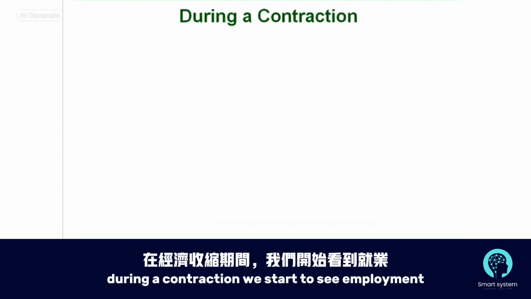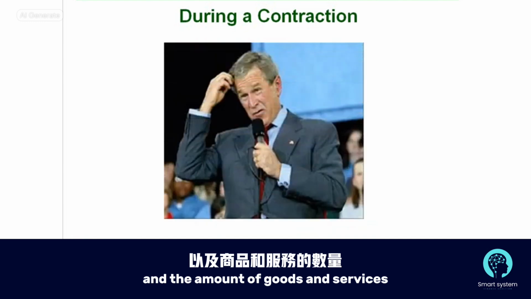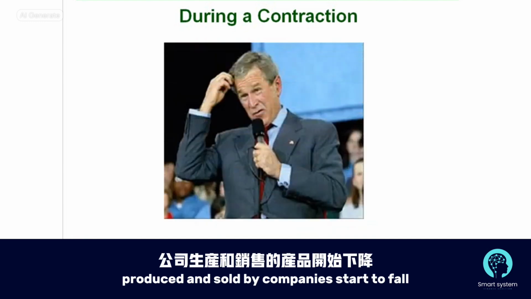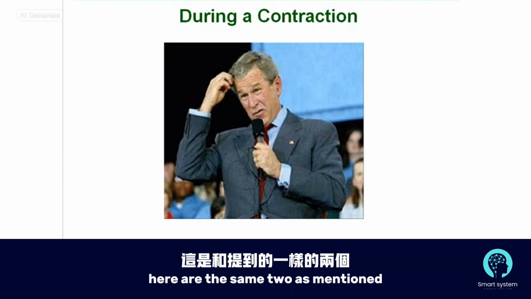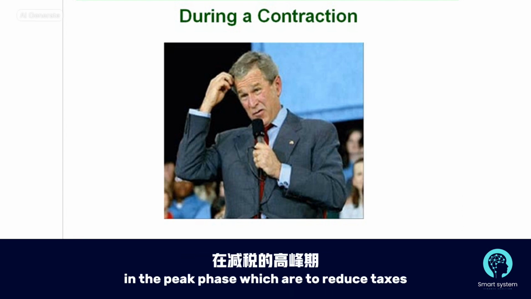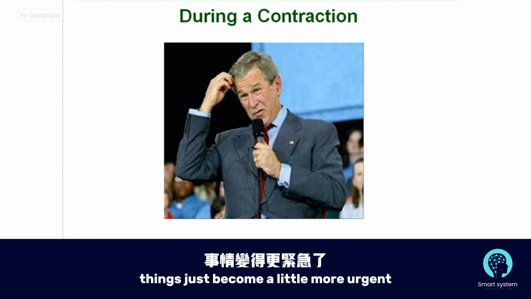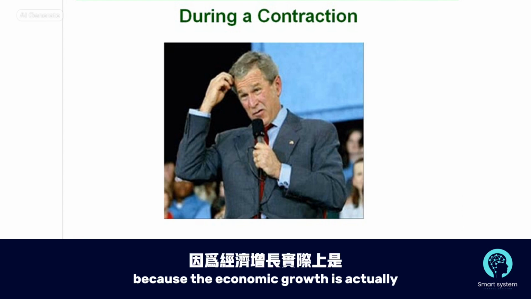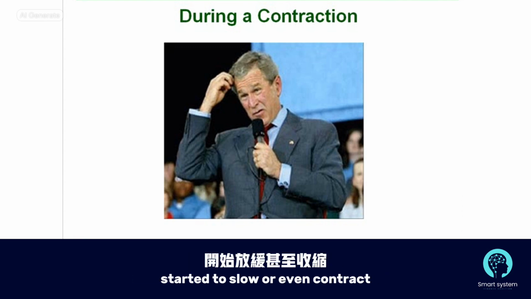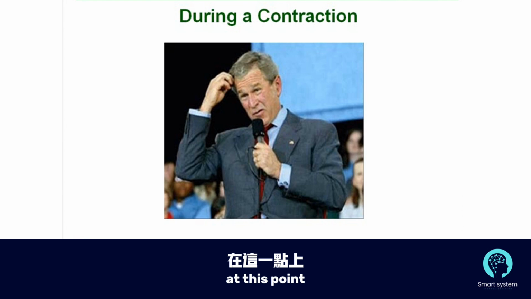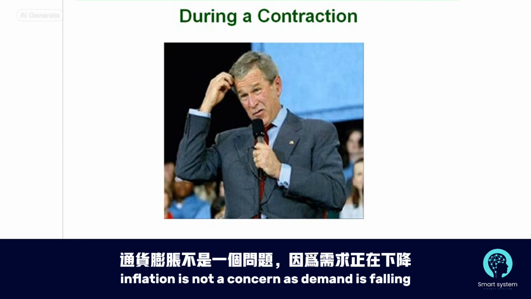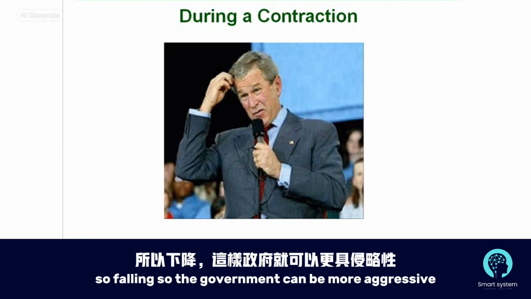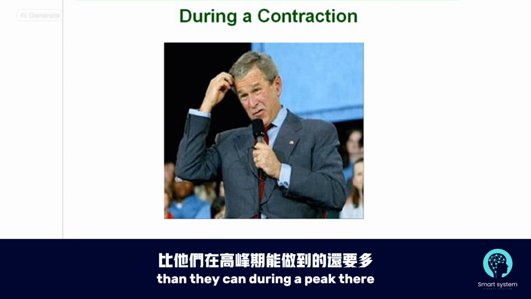During a contraction, we start to see employment and the amount of goods and services produced and sold by companies start to fall. The fiscal policy tools that the government has at their disposal here are the same two as mentioned in the peak phase, which are to reduce taxes or increase government spending. Things just become a little more urgent because the economic growth has actually started to slow or even contract. At this point, although there are exceptions, normally at this stage inflation is not a concern as demand is falling. So the government can be more aggressive than they can during a peak.